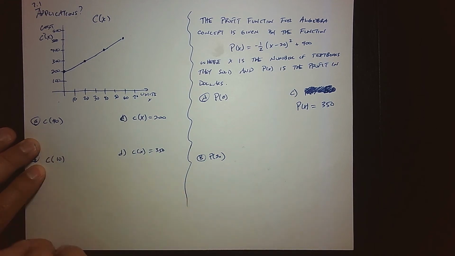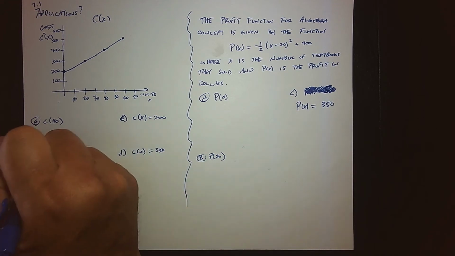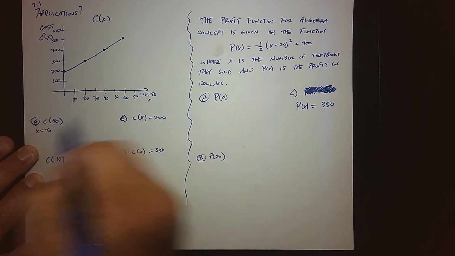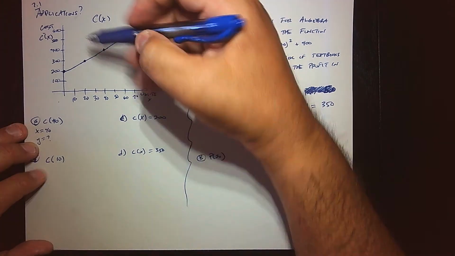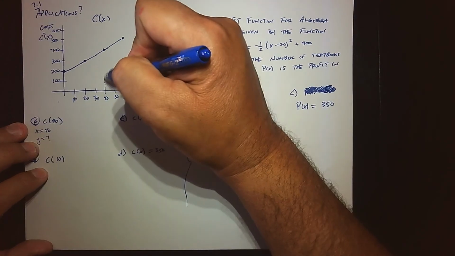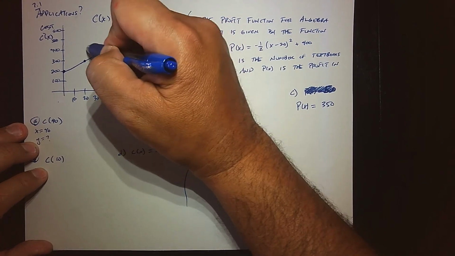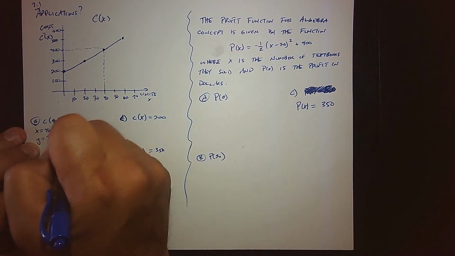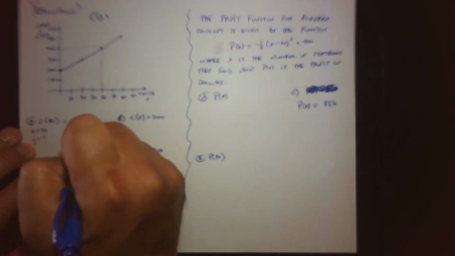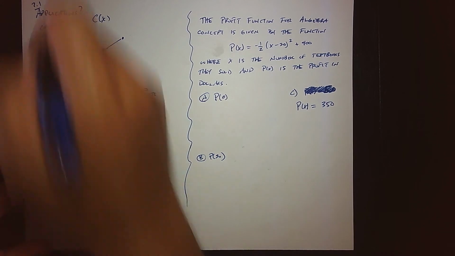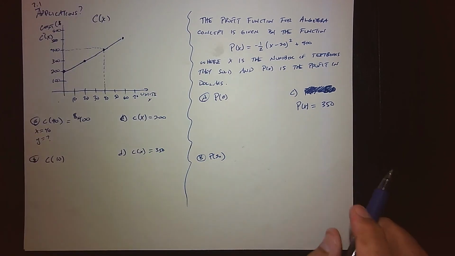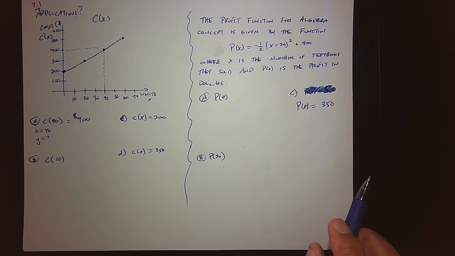So what is c of 40? Well, again, the input is 40, and we're basically asked to find the output. So looking at my graph, when I have x equal to 40, it looks like the corresponding output is 400. Okay, and maybe that's dollars or something like that. Maybe I should put dollars. All right, so 40 units costs us $400 to make based off of what I'm seeing in my graph.